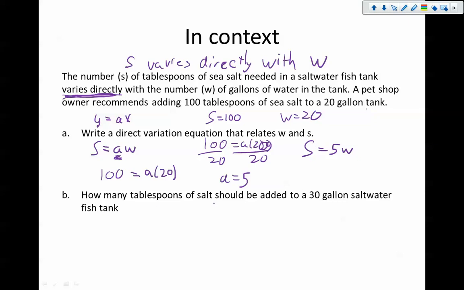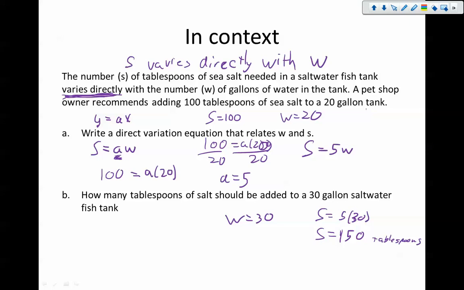So how many tablespoons of salt should be added to a 30-gallon saltwater fish tank? Well, that means that W equals 30. So I'm going to plug that into that equation. S equals 5 times 30, and I get S equal to 150. So 150 tablespoons of salt should be added to a 30-gallon tank.